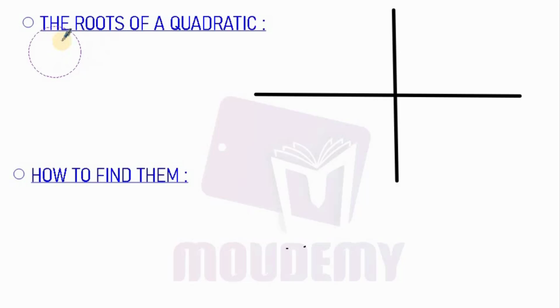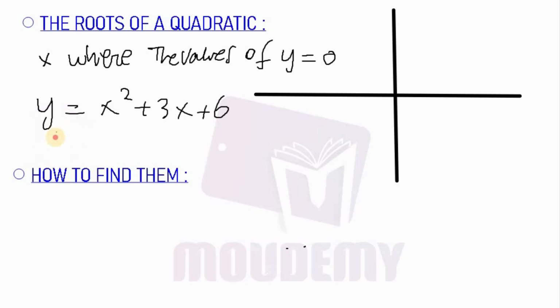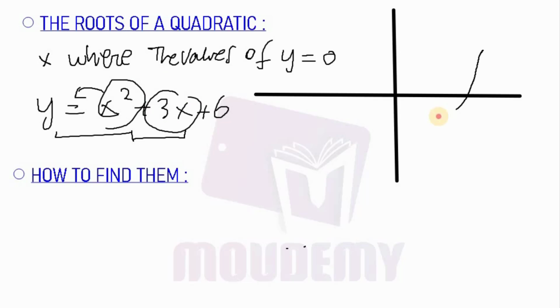First, let us get into the concept of the roots of a quadratic. What are the roots of a quadratic? The roots of a quadratic are the values of x where the values of y equal 0. In other words, if you have a formula like this, the roots of this function are the values of x that make y equal 0.